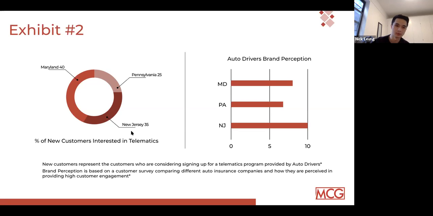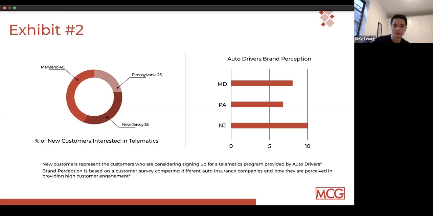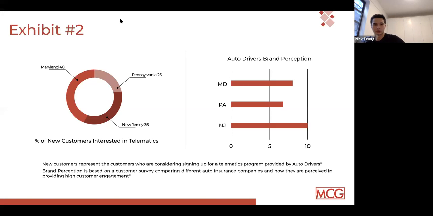And then we also see some blurbs at the bottom. New customers represent the customers who are considering signing up for the telematics program provided by Auto Drivers. And brand perception is based on the customer survey, comparing different auto insurance companies and how they are perceived in providing high customer engagement. Cool. So that's exactly how we would walk through these 2 exhibits. So good job, Rachel.